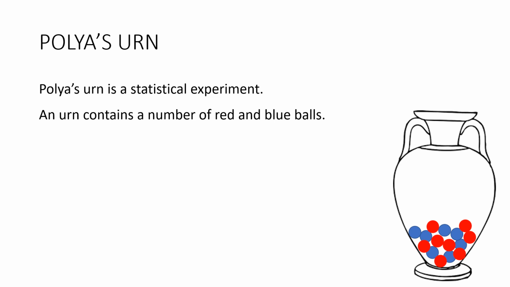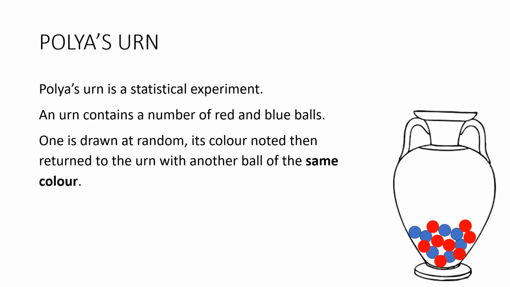Here's how it goes. An urn contains a number of red and blue balls. One is drawn at random, its colour is noted, and then it is returned to the urn with another ball of the same colour, like this. So I draw a ball out and say it's red, so I'm going to add another red ball and return both of those to the urn.